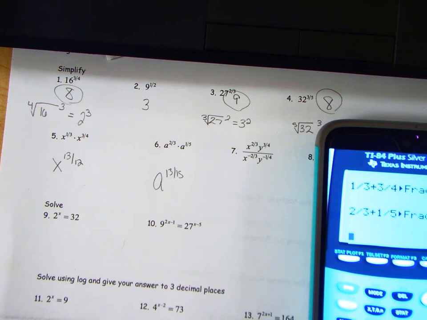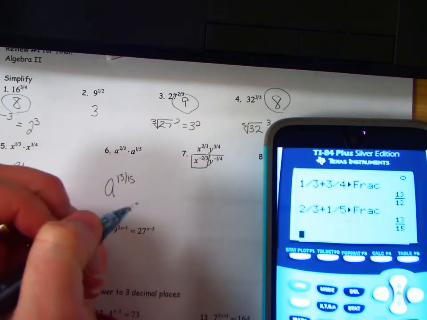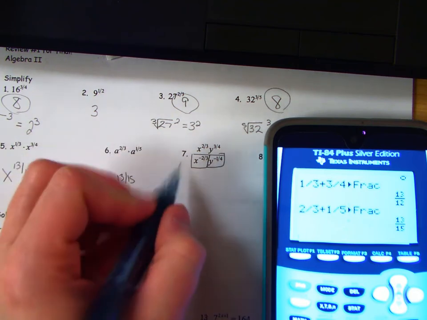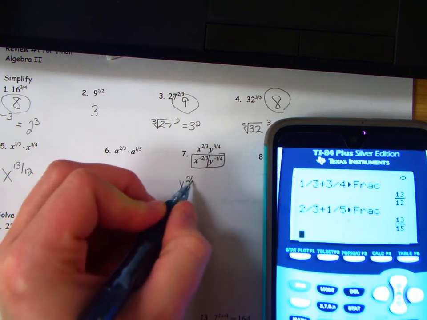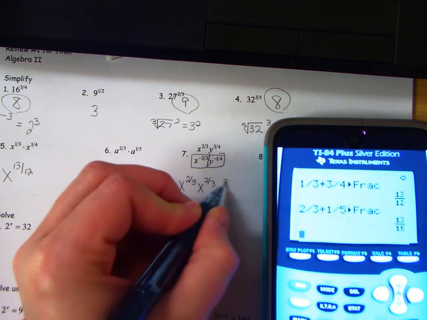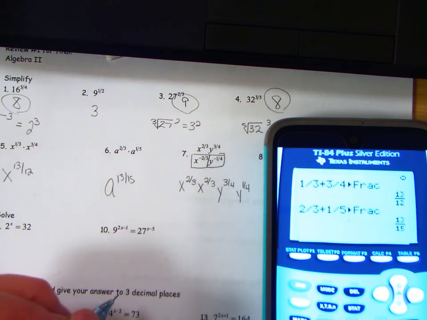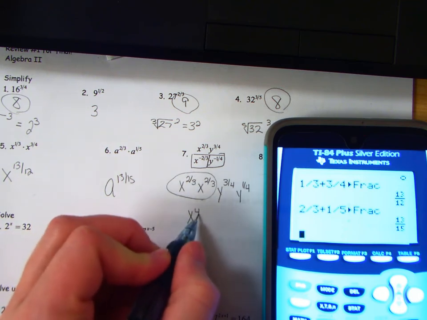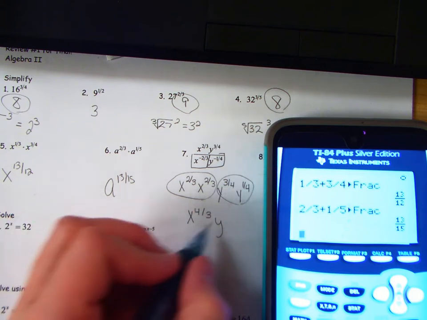In number 7, you're going to fix the negative exponents. So that's going to go to the top, and that's going to go to the top. So you have an x to the 2/3 and another x to the 2/3 on the top. And you have a y to the 3/4 and a y to the 1/4 on the top. Then you add your exponents. Add those together to get 4/3. Add those together to get 4/4, or just 1.